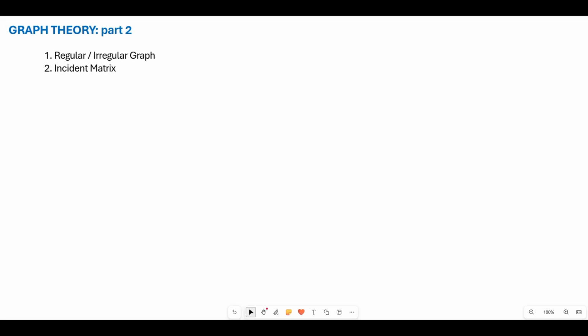Hello everyone. In the previous lecture, we introduced the fundamentals of graph theory, where we discussed concepts like nodes, branches, trees, subgraphs, and connected graphs. So now that you are familiar with the basic terminology, today we'll move one step ahead and explore a few important concepts, which include regular and irregular graphs and the incidence matrix. In the incidence matrix, we'll also discuss the reduced incidence matrix. These concepts are extremely useful in network analysis, circuit theory, and graph representation.